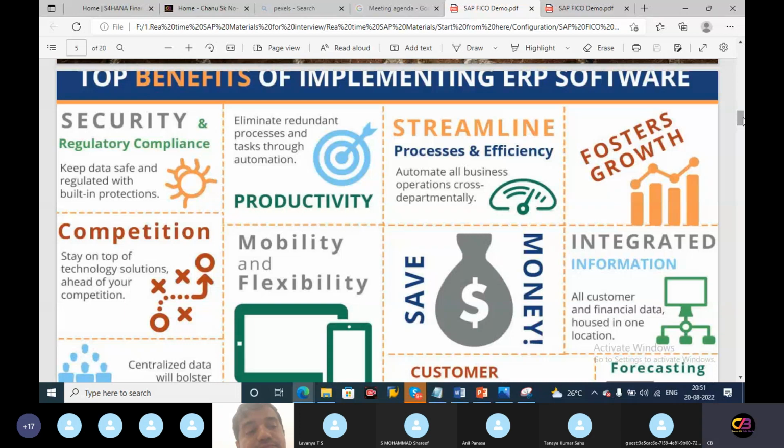And one more thing, SAP is an integrated module. Because of this integration, all flexibility will be there, and we can see flexible reports. We can extract entire details relating to the respective departments.